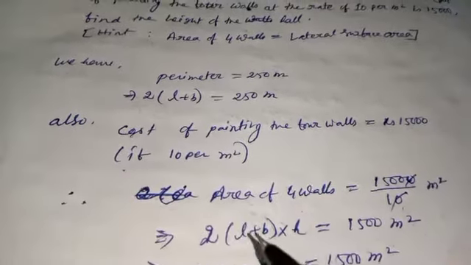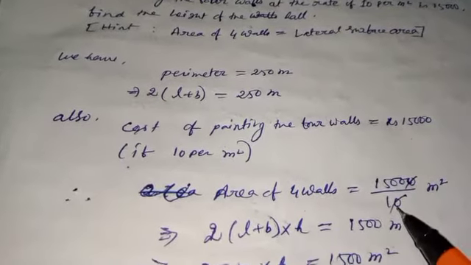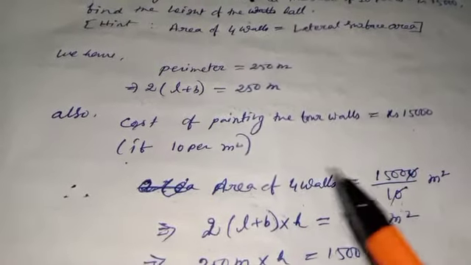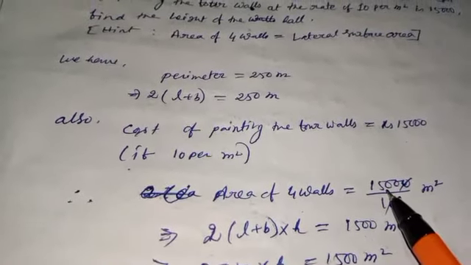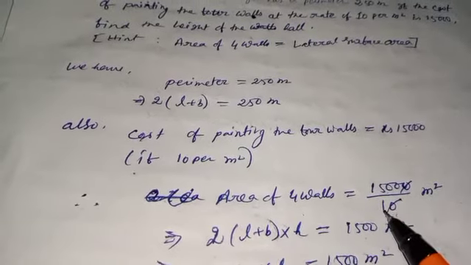Yes or no? So you can write area of 4 walls is equal to what? 15,000 by 10. Then what is 1500? Now if you multiply with 1500, 10 per meter square cost is 10, then you will get back the total cost. So we need the area, that is why area of 4 walls is equal to this one.